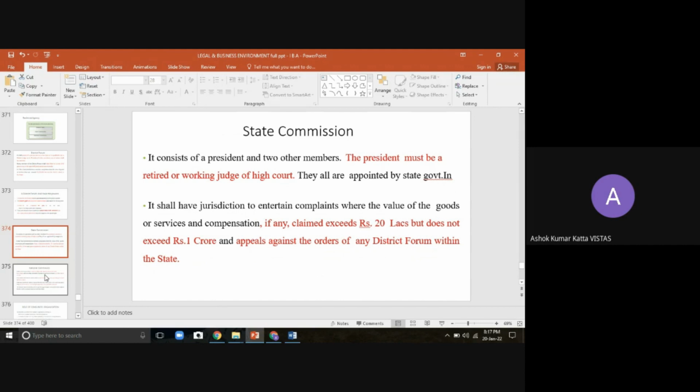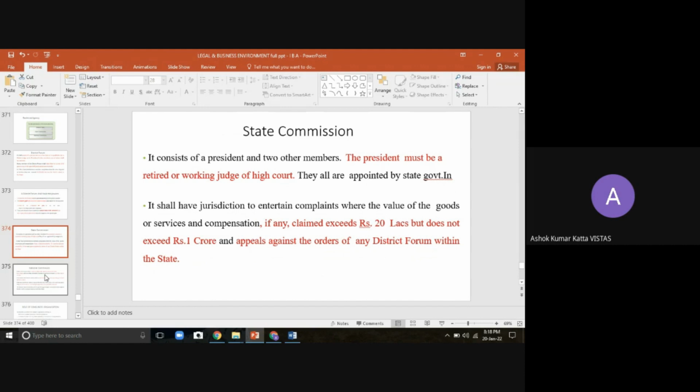Here, product or services related cases will be registered. But the ceiling of losses here is a minimum of 20 lakhs and not more than 1 crore. See, in the district level, 5 lakhs to 20 lakhs; state level, 20 lakhs to 1 crore. So whatever damages or losses happen between those amounts will be solved in the state level commission.